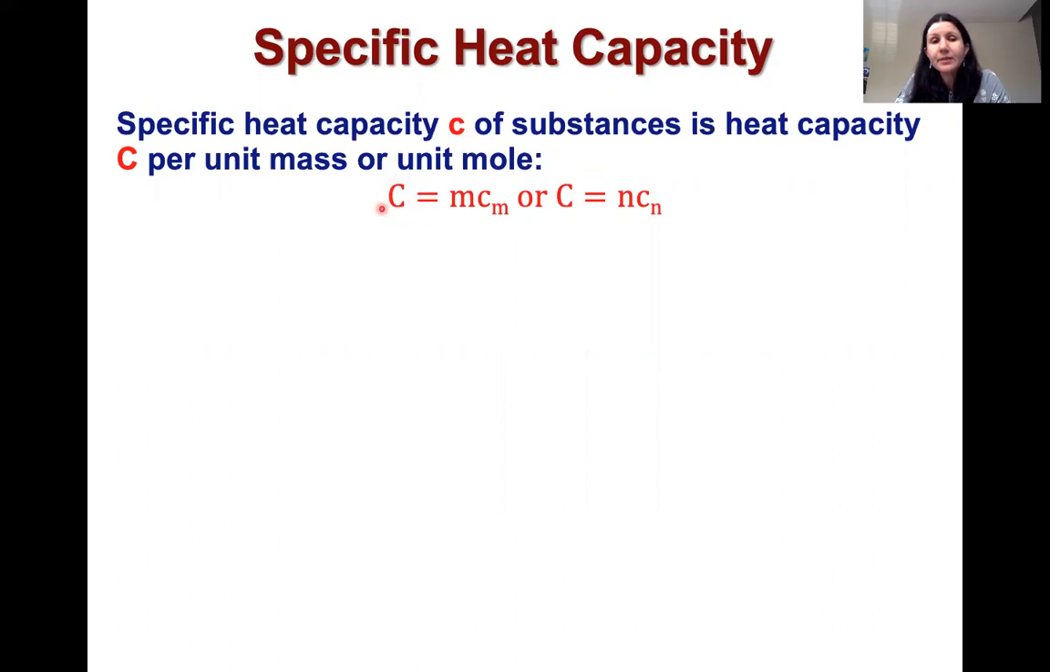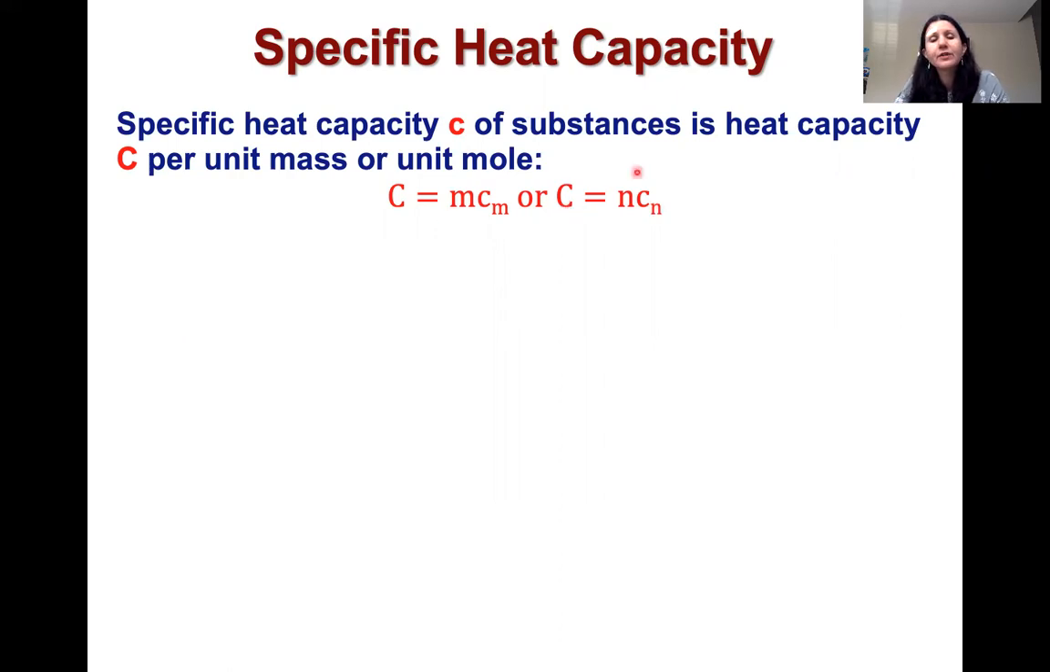C, and remember C has units of joules per Kelvin because it's Q over delta T. And then if we divide it by mass, per unit mass, we get the specific heat. So capital C, heat capacity, equals mass times the specific heat. And this little m just means it's per unit mass. So it has to go with this m. So this m has units, let's say, of kilograms.